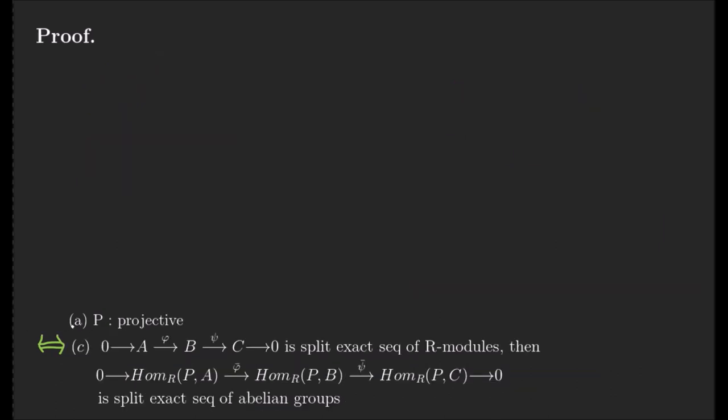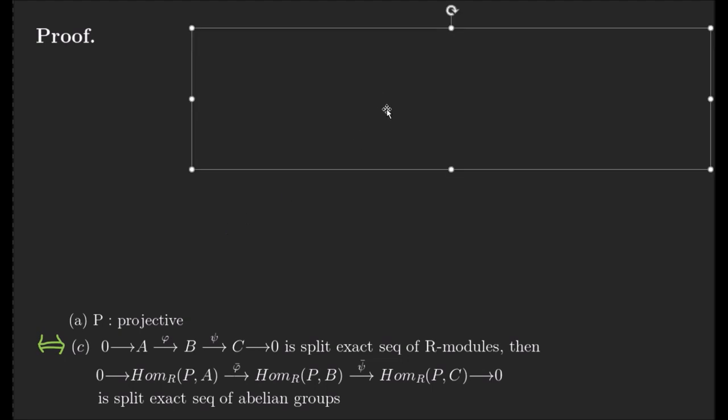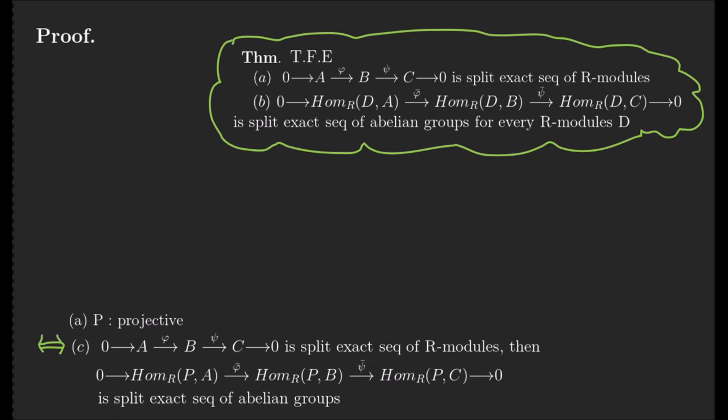Let's prove the equivalence relation A to C. This statement says that if P is projective, then this is a split exact sequence, and then this is also a split exact sequence of abelian groups. In this previous theorem I discussed, using this theorem, this is clearly a split exact sequence, okay? This is taking the equivalent relation: for every R-module D the following sequence is also a split exact sequence.